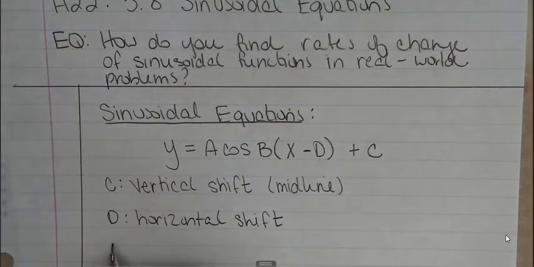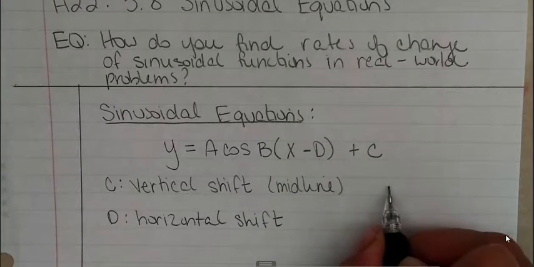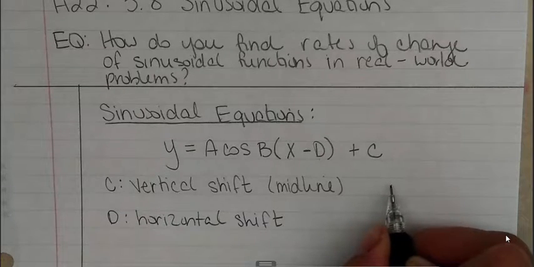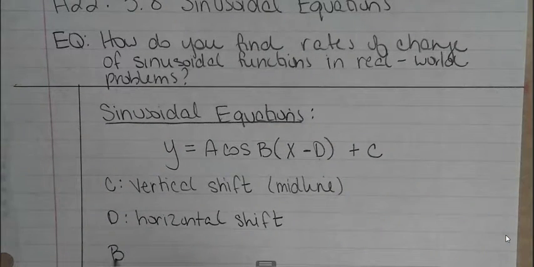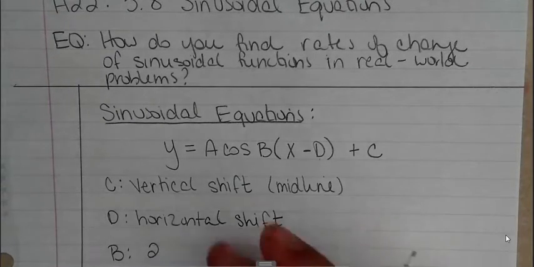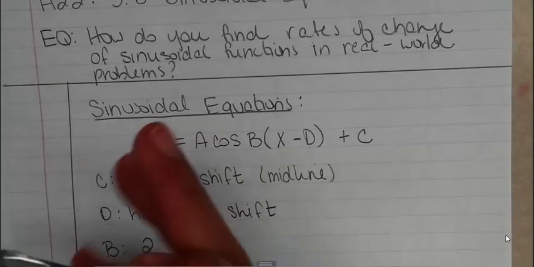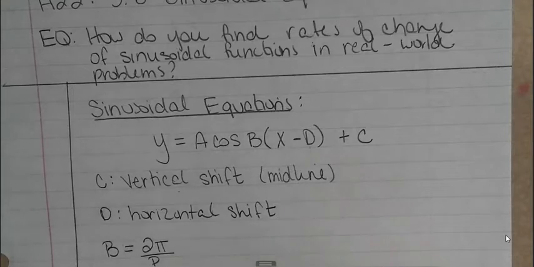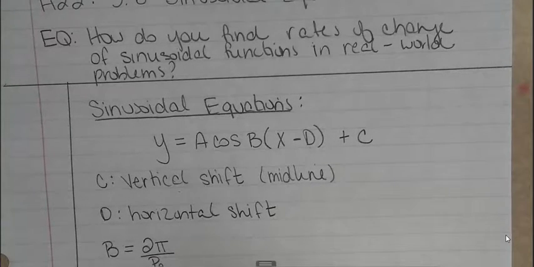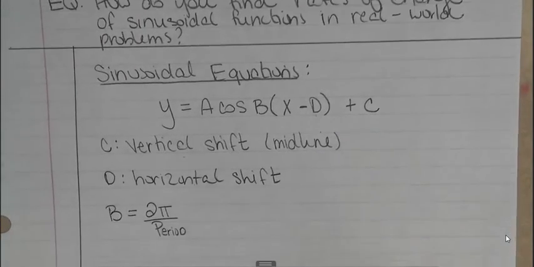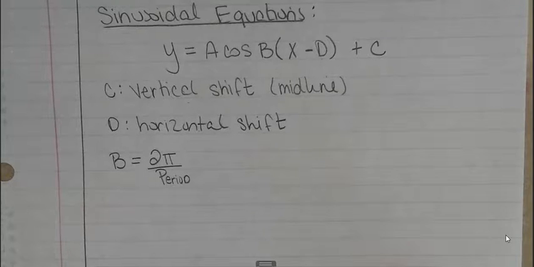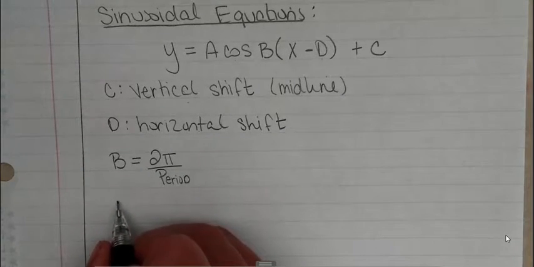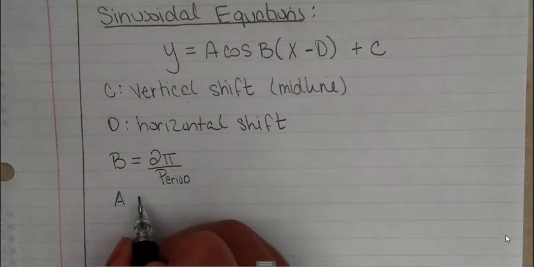Your b, I'll put it here. Your b is basically the relationship, I should say, b equals 2 pi over your period. Okay? Period. And a, well, that's your amplitude.